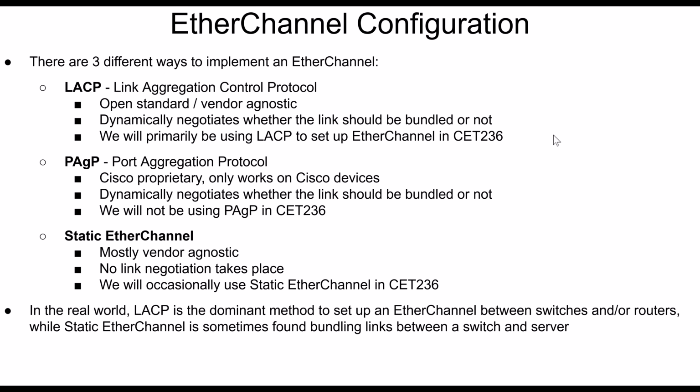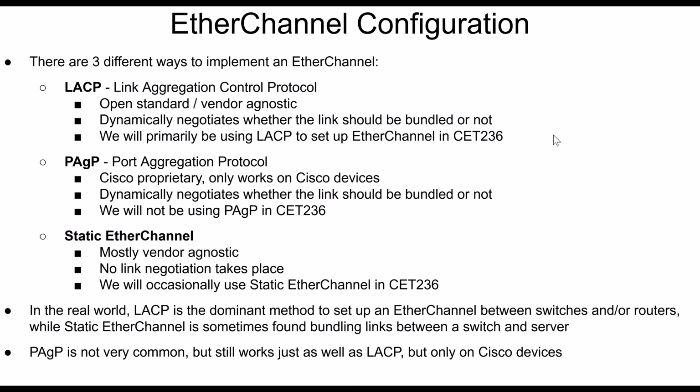In the real world, LACP is the dominant method to set up EtherChannel, while static EtherChannel is sometimes found bundling links between a switch and a server. That's the situation that I see it used in the most. It doesn't mean that you can't use it between a switch and another switch, or a router and another router, or a switch and a router. Like, you can do it. Just LACP and PAgP are superior because they do negotiate. PAgP is not very common, but it still works just as well, but only on Cisco devices. In addition, I don't believe that it's covered on the CCNA exam, so we're not going to spend too much time talking about it or configuring it.